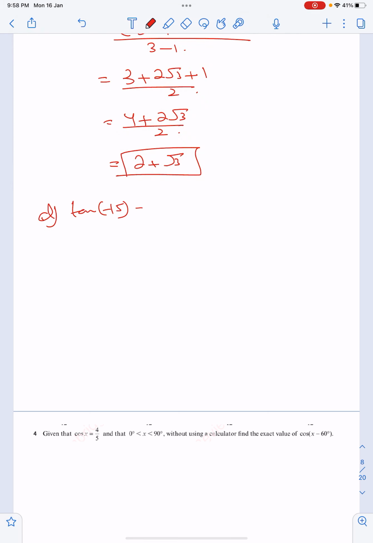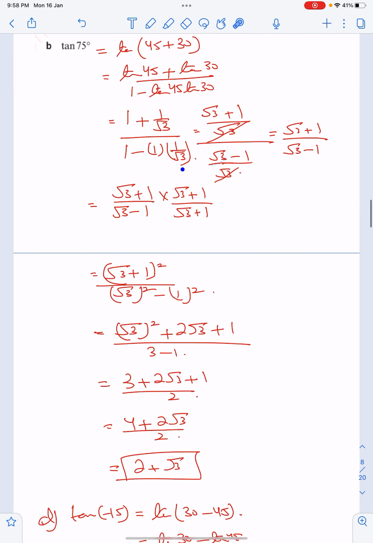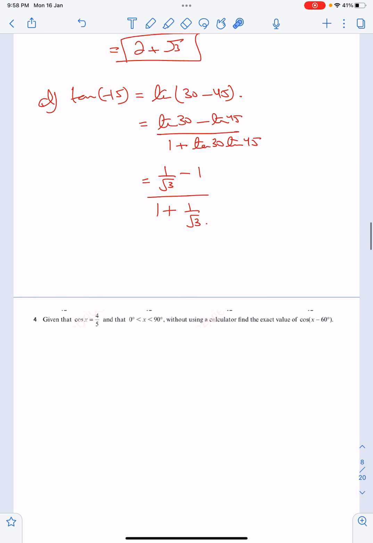Tan of negative 15 is the same as tan of 30 minus 45. So I can apply the formula: tan of 30 minus tan of 45 upon 1 plus tan of 30 tan of 45. Tan of 30 is 1 upon root 3, and tan of 45 is 1. We can just simplify it the normal way, the way we simplified it here, taking out the LCM and then rationalizing the denominator, and we'll get the answer.